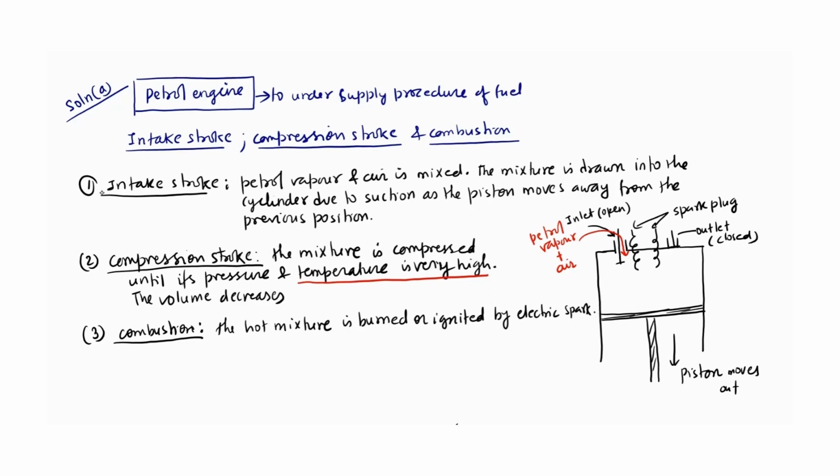So these are the methods or processes which explain the supply procedure of fuel in a petrol engine. And combustion is a very rapid process. So I'm writing this is a rapid process. So it is very fast.